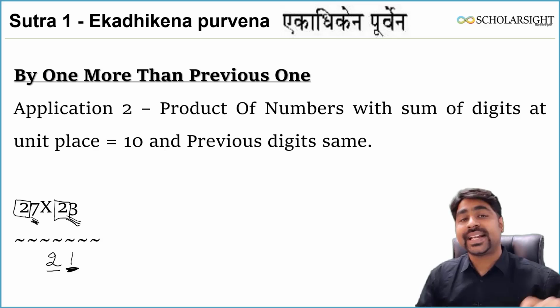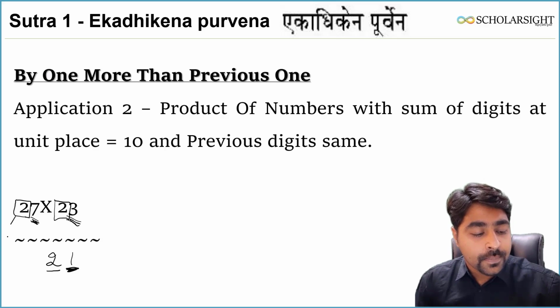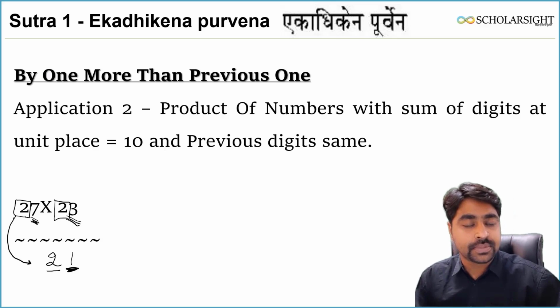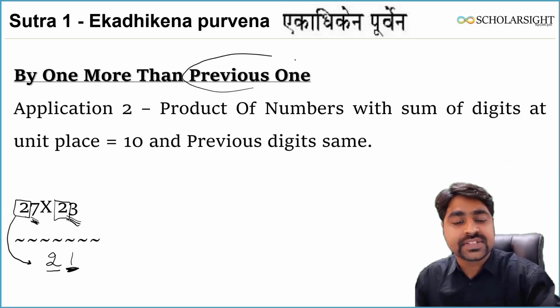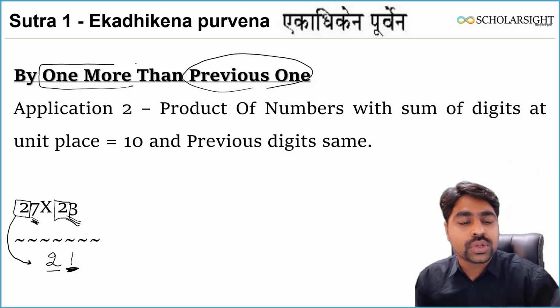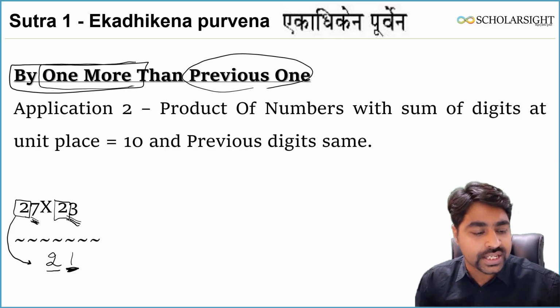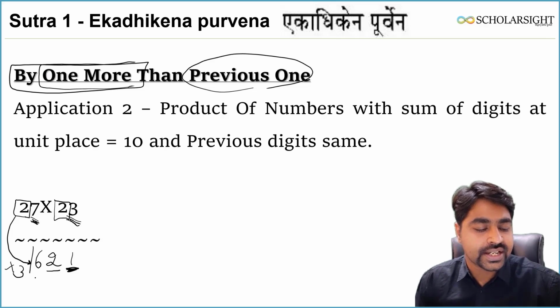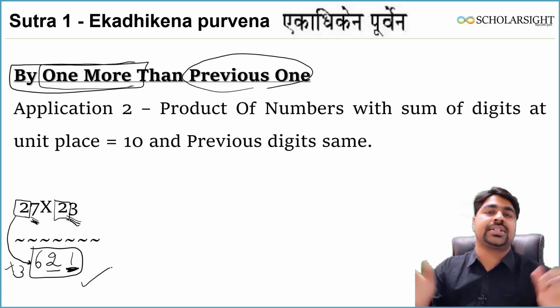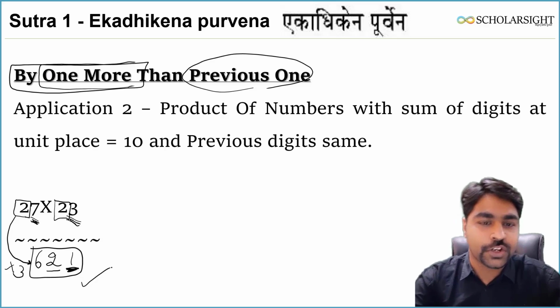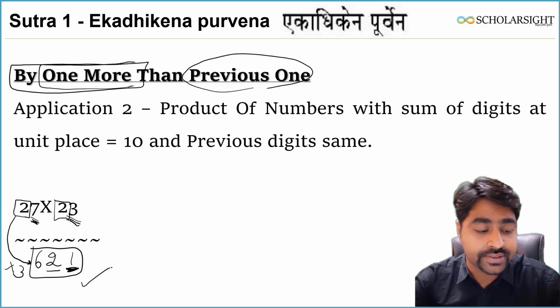Simple. The next step to it would be multiplying 2 by the next number. This is the number and this is the previous one. We have to do one more than that. So 2 plus 1 is going to be 3. So 2 into 3 is going to be 6. So yes, this is your answer. Simple as that, right? Now I'll do one more application for you so that you can understand it, right?